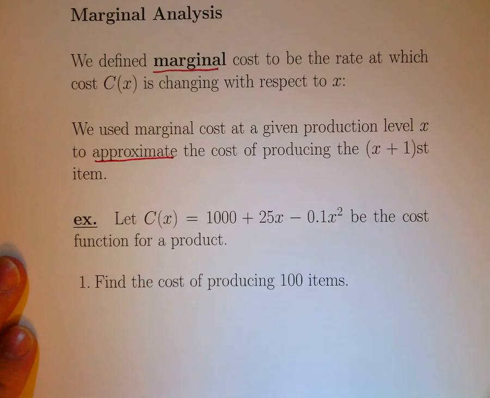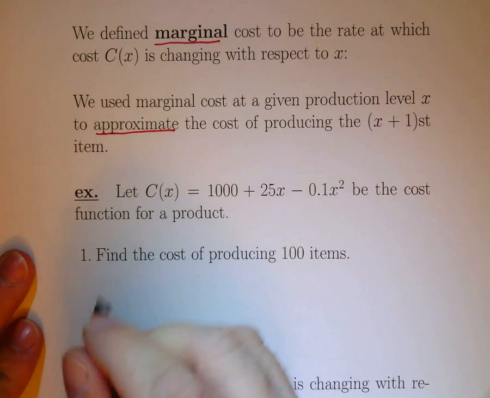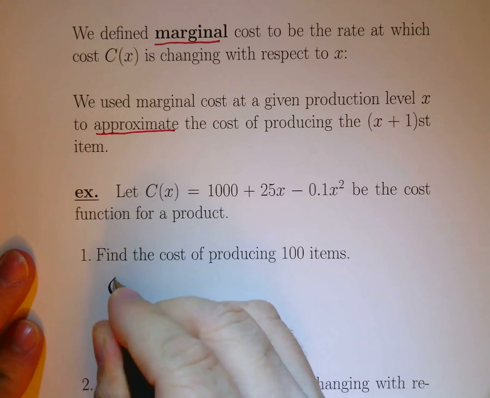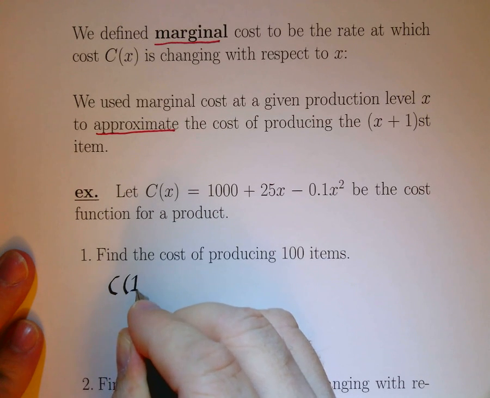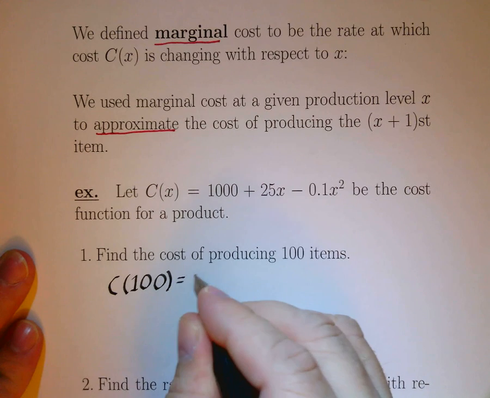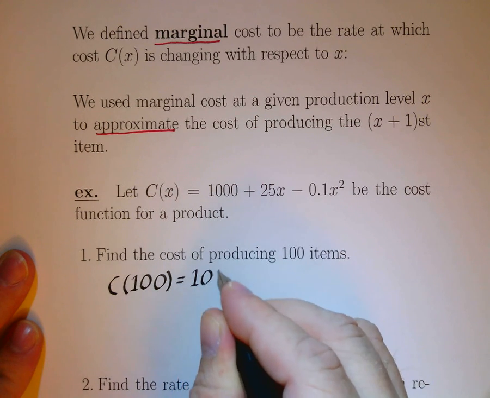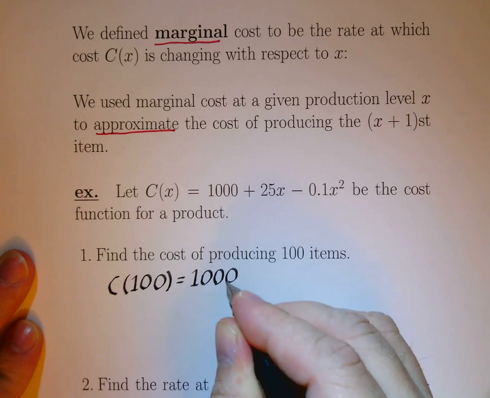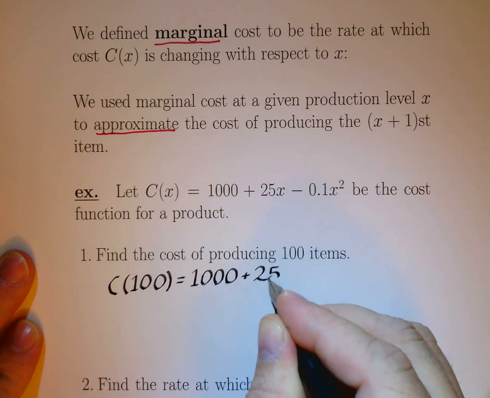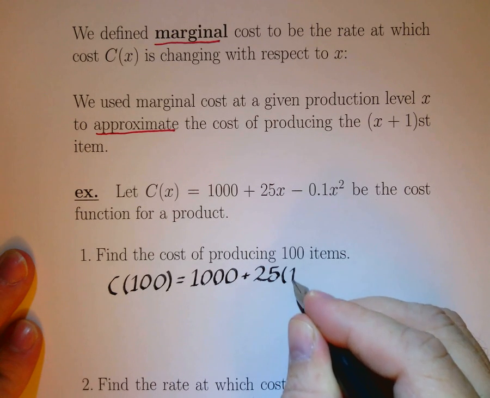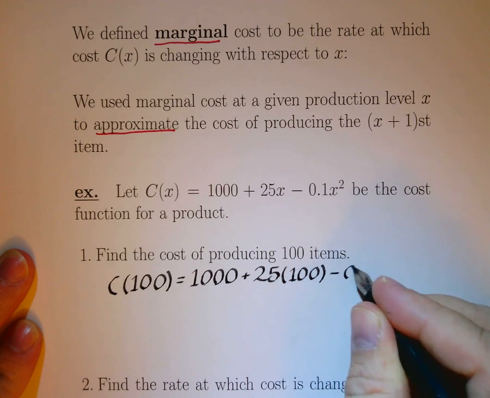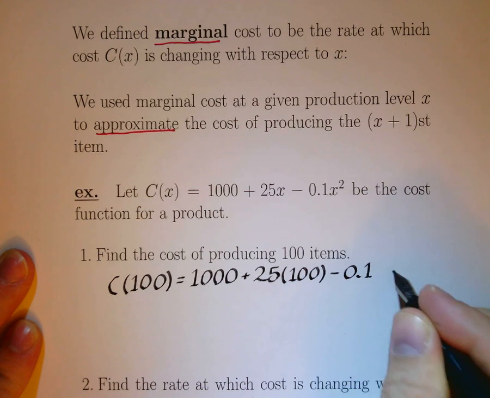Let's go ahead and figure out what it costs to produce the 100th item. So the cost function, we're going to have C of 100, and we simply put that back inside the function. So that's going to equal 1000 plus 25 times 100, and then we're going to subtract off 0.1 times 100 squared.